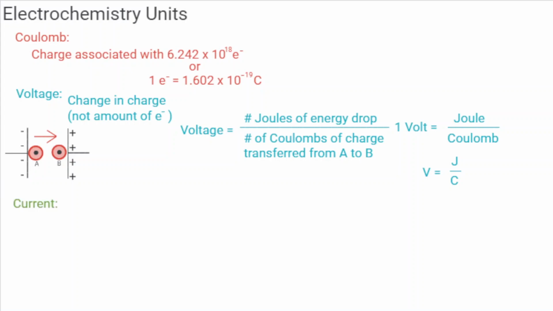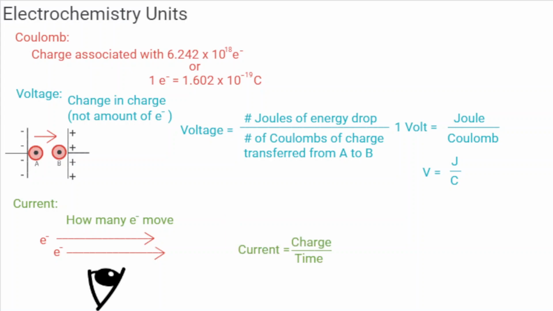Then we have current. Now current is essentially figuring out how many electrons are moving. So imagine if we have an eye looking up, and it's able to observe electrons passing by. So if this eye was able to count how many electrons pass by in a given amount of time, that is what the current would be. So current is simply the charge divided by time. For thinking about the units, 1 amp is coulombs over seconds, or A is equal to C over S.